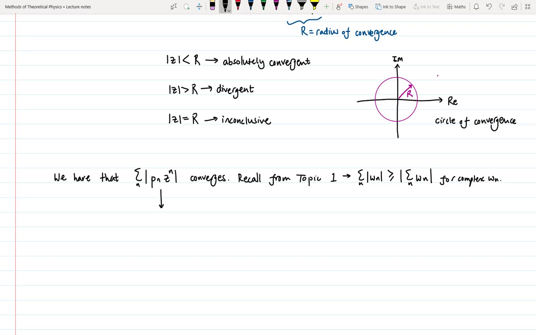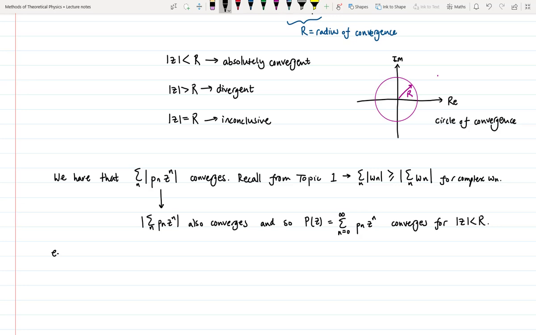This means that the modulus of the complex power series also converges. And so our complex power series, P of z, given by the sum of Pn z to the n, converges for modulus of z less than the radius of convergence.